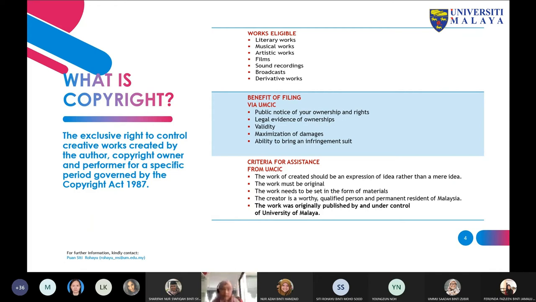You have the creator is a qualified person. So that's one connecting factor. The other one is by reference to the place of first publication. It needs to be published in Malaysia. And then the third connecting factor is the work was made in Malaysia.